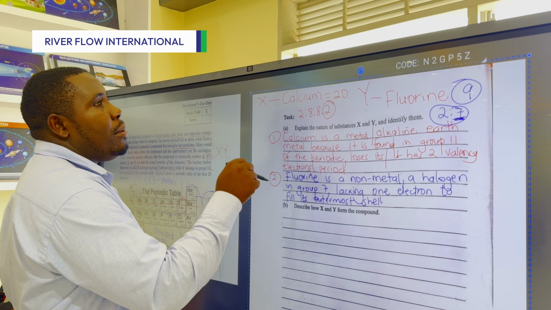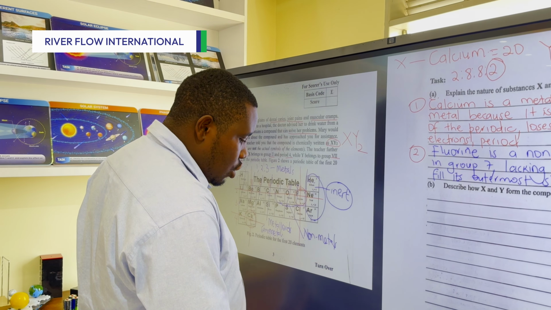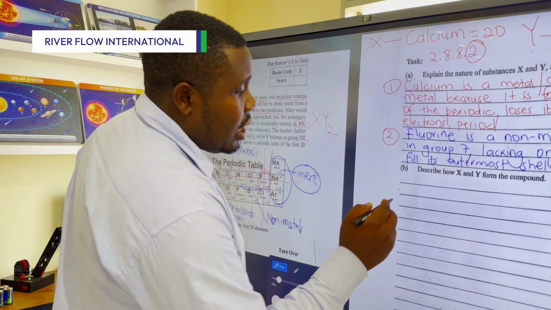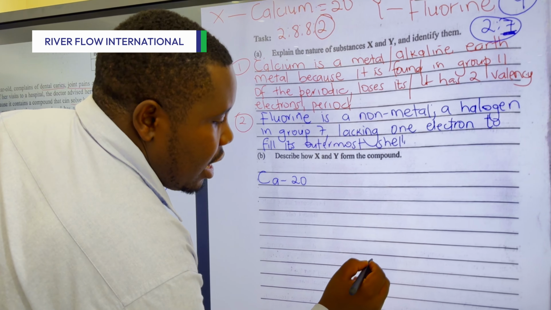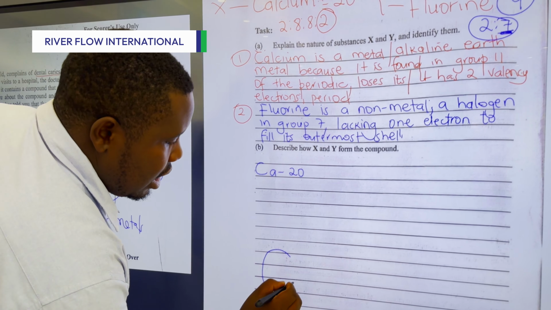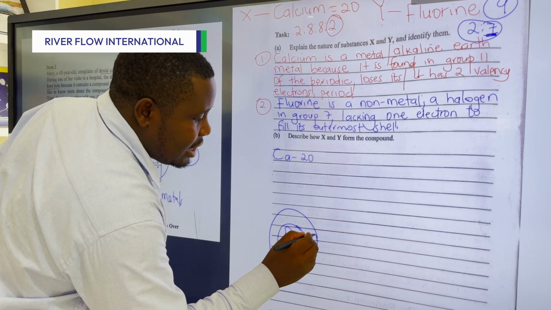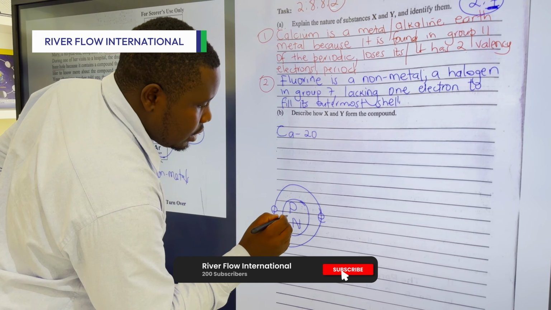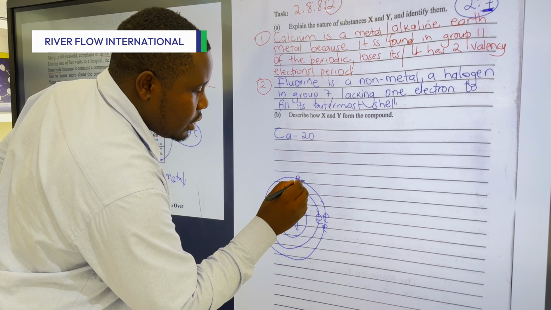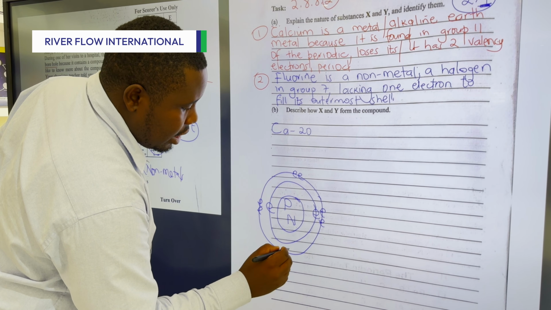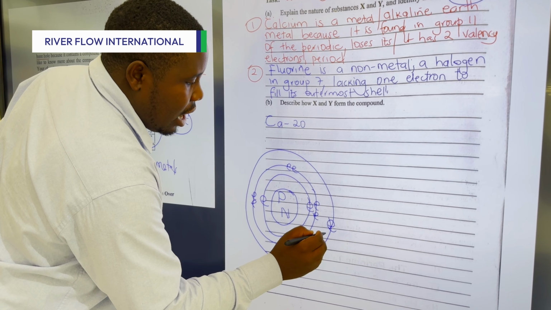But maybe when I talk about those ones, those of you who missed the lessons of electron configuration, you can forget this. But let me show you. Calcium being 20, it means that in its nucleus, it will have, of course, protons and neutrons. So in the first energy level, it will have 2 electrons. In the second energy level, it will have 8 electrons.